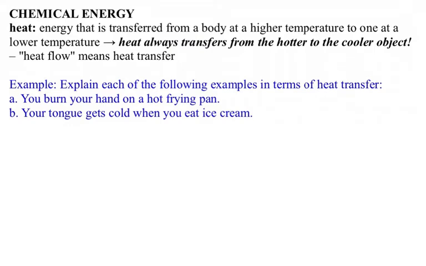So when you burn your hand on a hot frying pan, the reason your hand feels hot is because the frying pan has a higher temperature, and heat always flows from higher temperature to lower temperature. So the flow of heat goes from the frying pan to your hand, and that is why your hand feels hot. In the second example, it says that your tongue gets cold when you eat ice cream. So let's think about that for a moment.